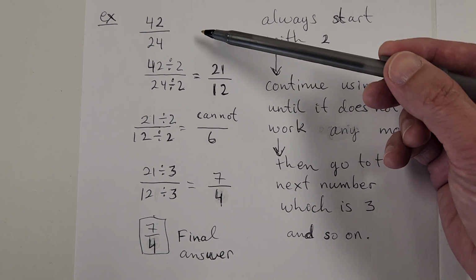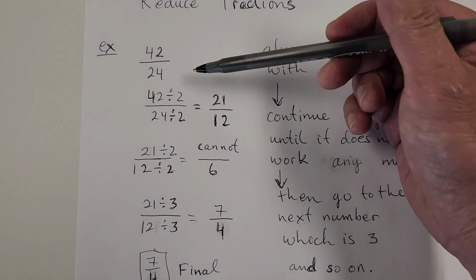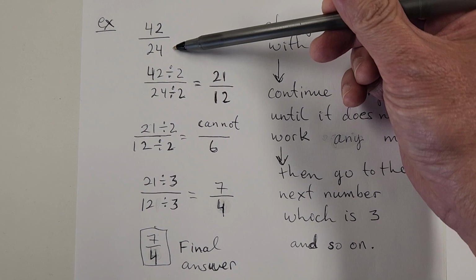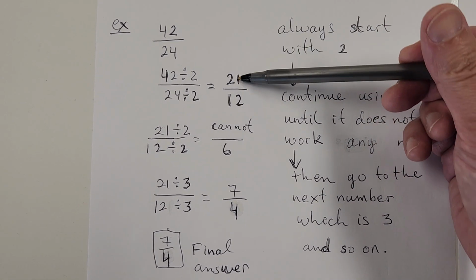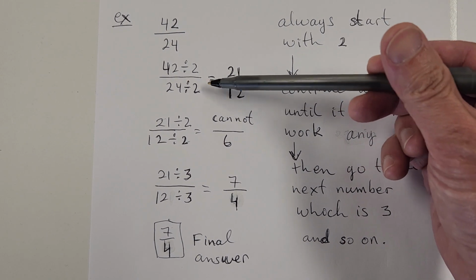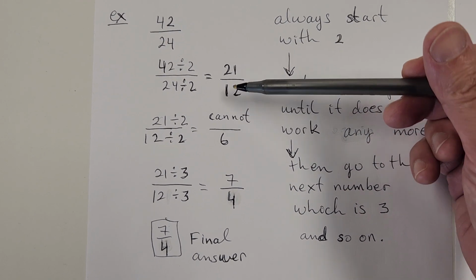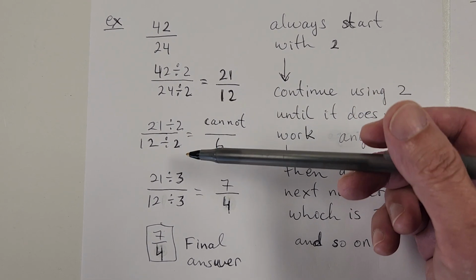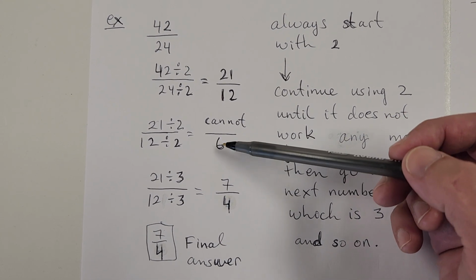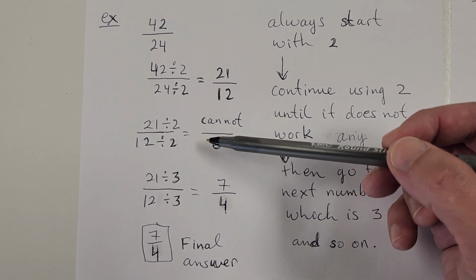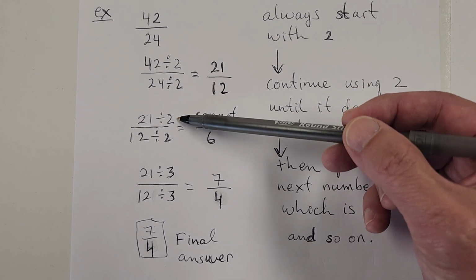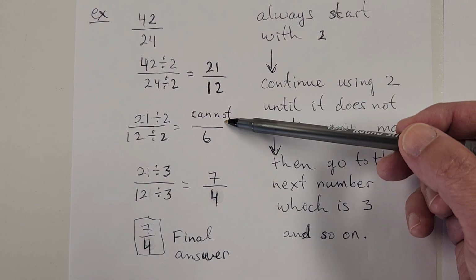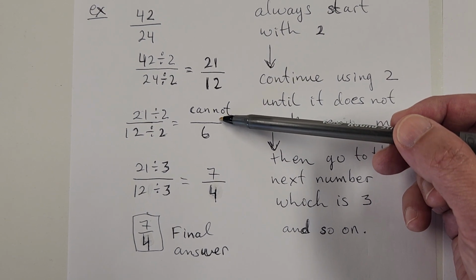So back to this example over here. 42 over 24. I'm going to start with 2. 42 divided by 2 is 21. 24 divided by 2 is 12. Use 2 again. However, in the bottom it works because 12 divided by 2 is 6. Unfortunately, at the top, 21 divided by 2 doesn't work. So therefore, you cannot use 2 anymore.